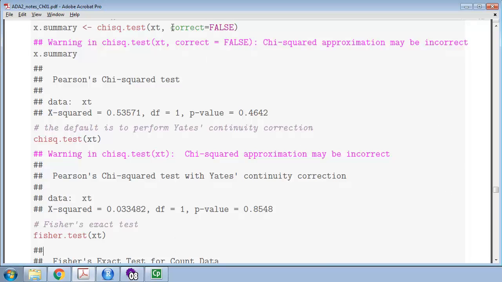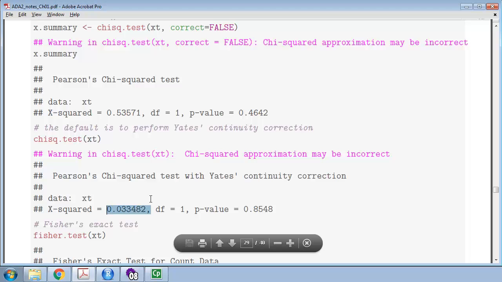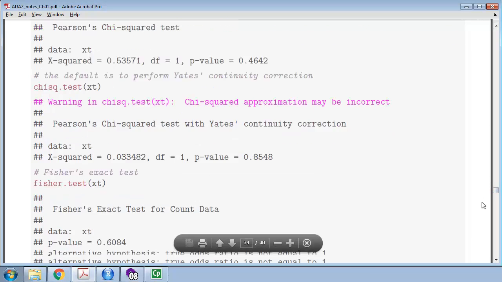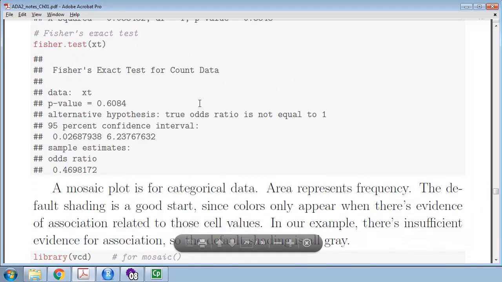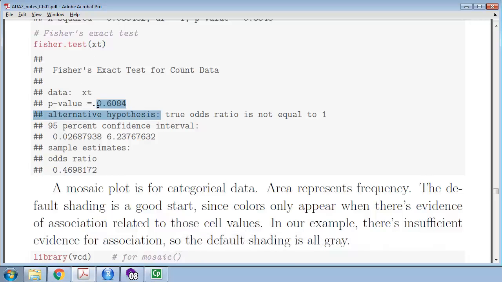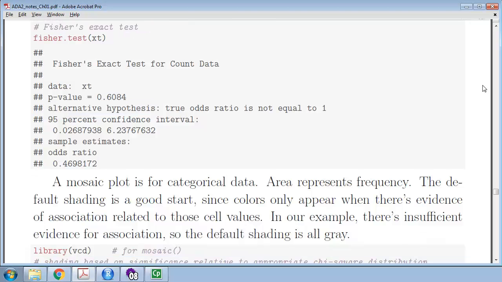And we can either perform Yates continuity correction. This false means that it did not, or we can. The default is that it does perform the continuity correction. And in these small samples, it actually can make a big difference. And Fisher has an exact test for a null hypothesis of no association. And in many cases, I would prefer this test statistic.